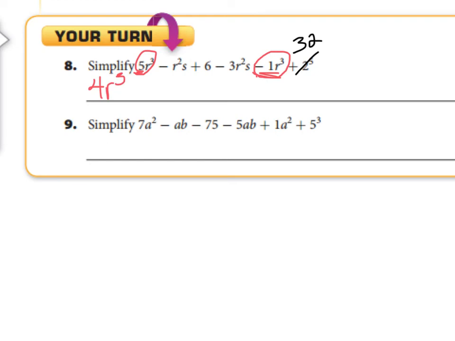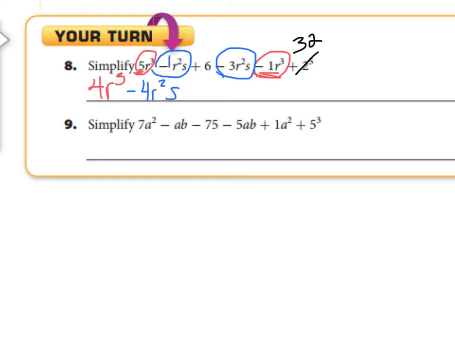Then I look at the next one, which is a negative r squared s. You could put a 1 there if you wanted to. I have another r squared s. Negative 1 minus 3, well, that's negative 4. And remember, we don't change exponents when adding or subtracting. We only change the coefficients.